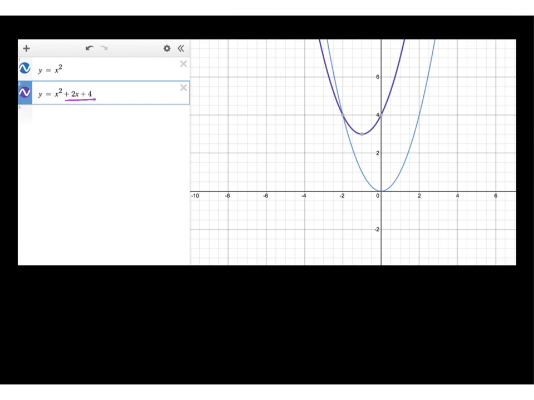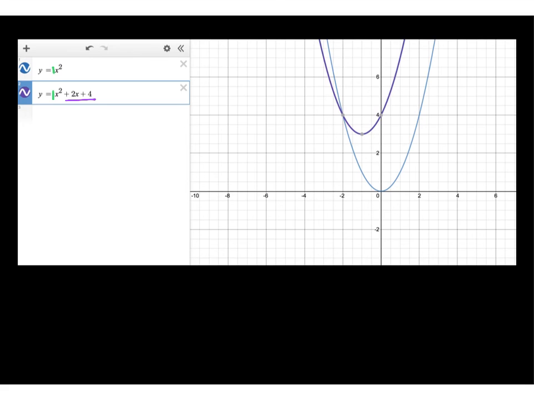Again, it's difficult to see this with the perspective that you're given from this screenshot, but there has been no change in the steepness of the graph because we haven't multiplied x squared by a new number. Both of these are 1x squared, and it's the number in front of the x squared, remember that word coefficient, that determines the steepness of the graph. When you add other parts, sort of add a 2x or add a 4 or whatever, that just moves the graph from one position to another. It doesn't alter the steepness.